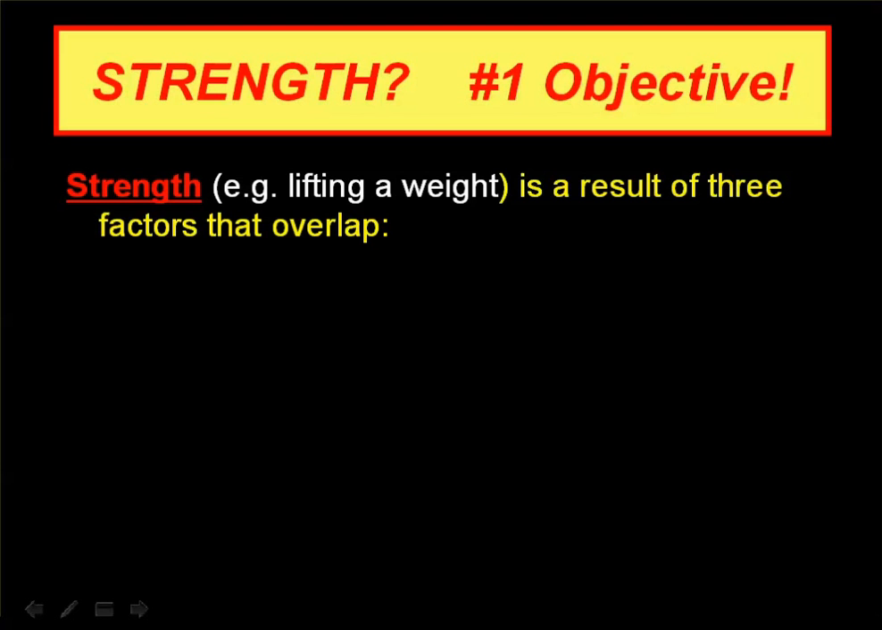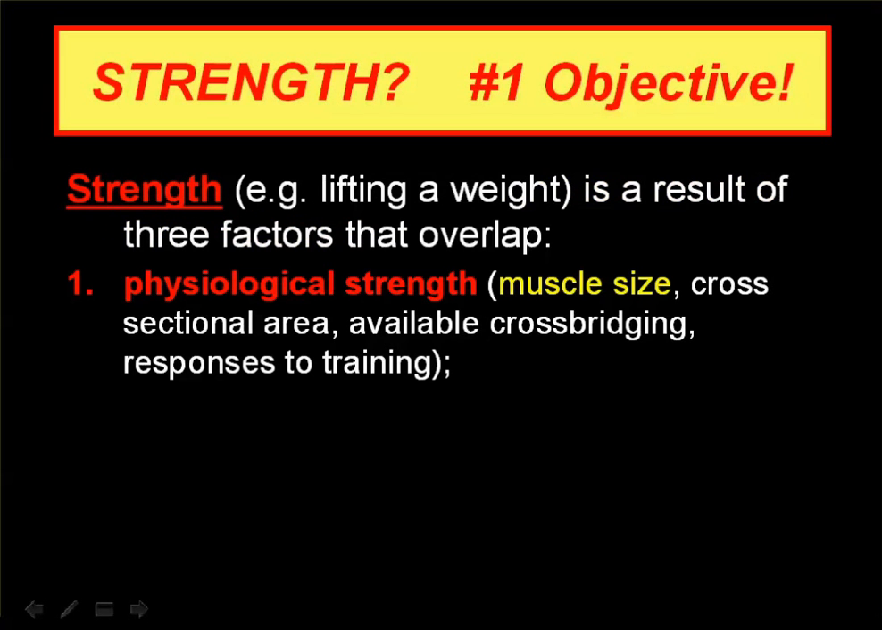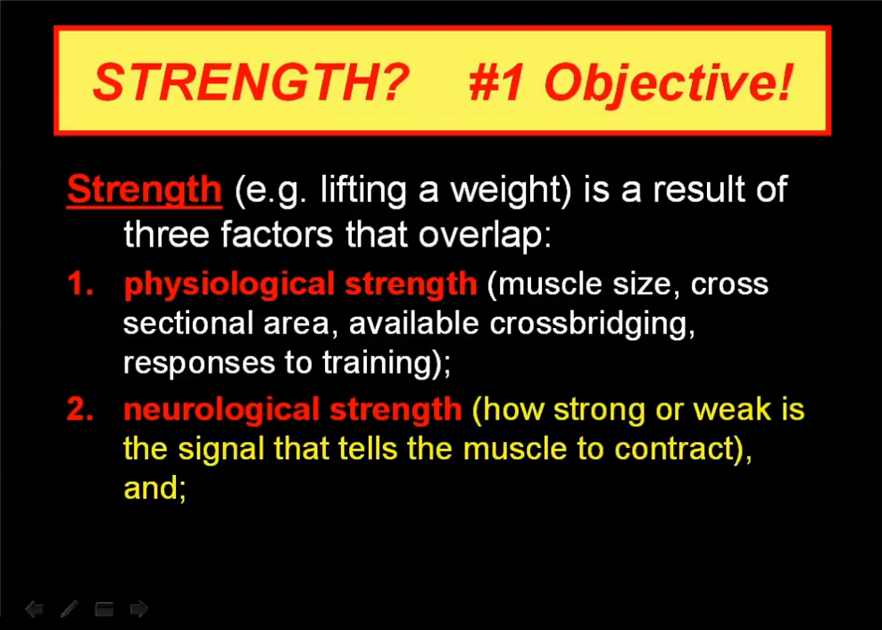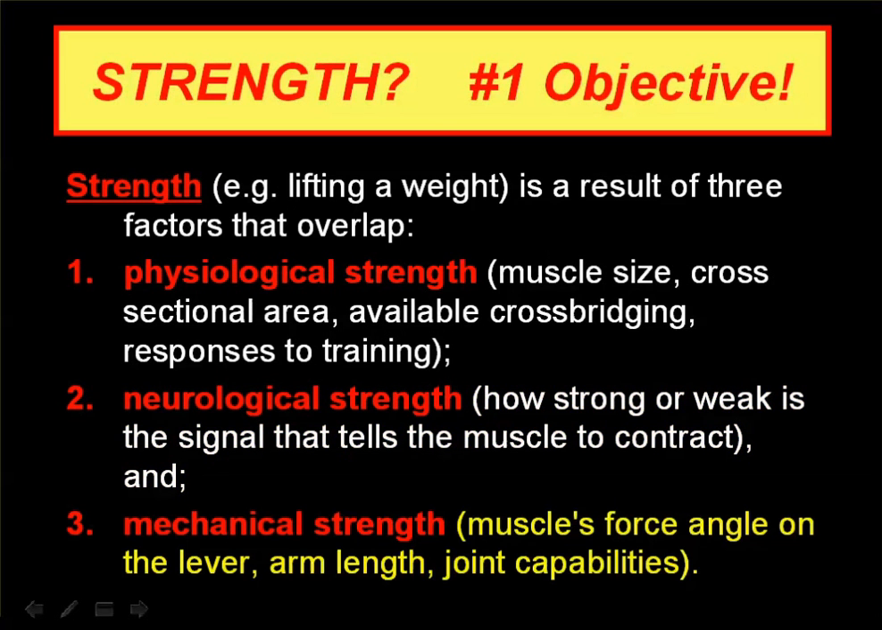And strength is the result of three factors which overlap. Let's take a look at those three real quick. Physiological strength, which is essentially the muscle size. Neurological strength, which is basically how weak or how strong that signal is that tells the muscle to contract. And the mechanical strength, of course, the muscle's force angle on the lever, arm length, leg length, joint capacities and such. So you might ask, well, what does all that really mean?